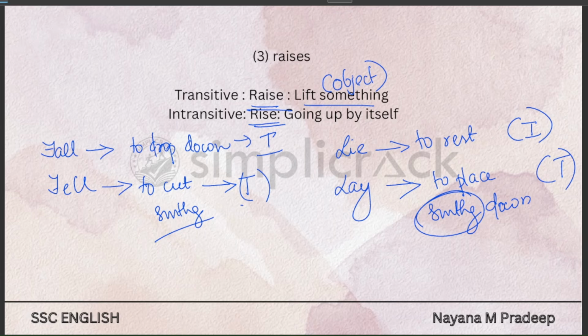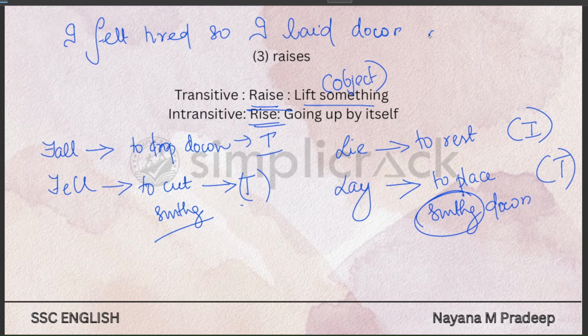For example, consider the sentence, I felt tired, so I laid down on the bed. Now in this sentence, what are you implying? You are saying that you are tired and you wanted to rest. That is why you lie down on the bed. Now, laid is the past form, or the V2 form, of lay.